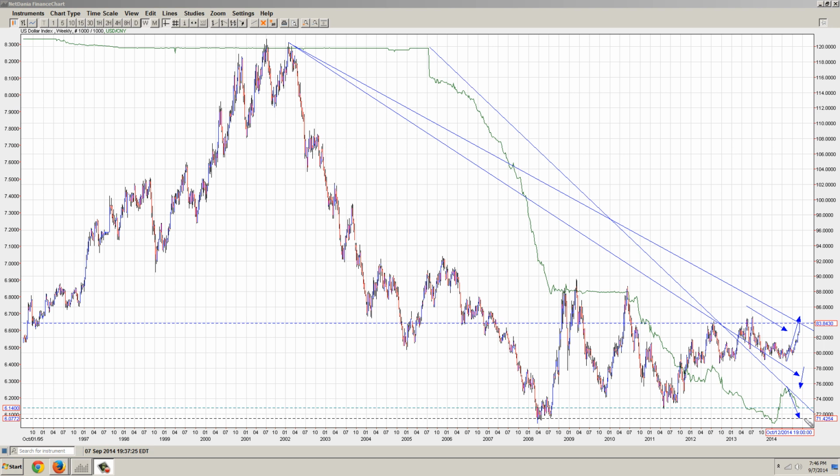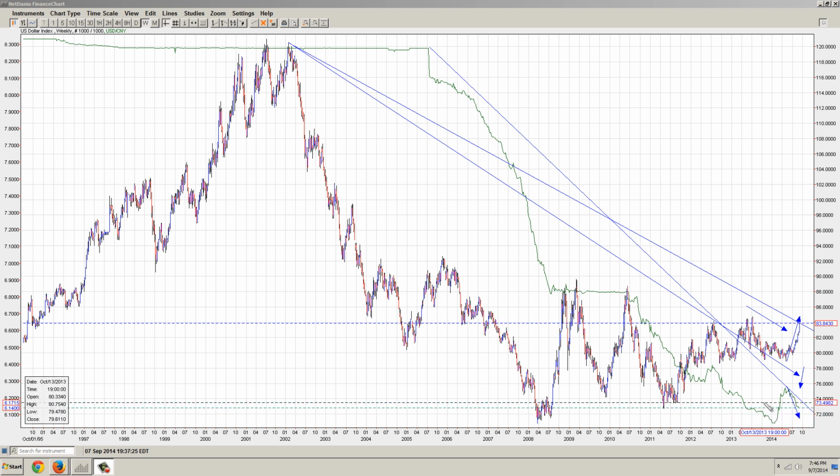So what does that mean? Well, first of all, you need to remember that the US dollar index is a basket. It's a basket of currencies. So it's not a cross. A cross is one currency versus another. The dollar index is the dollar versus a basket of currencies.